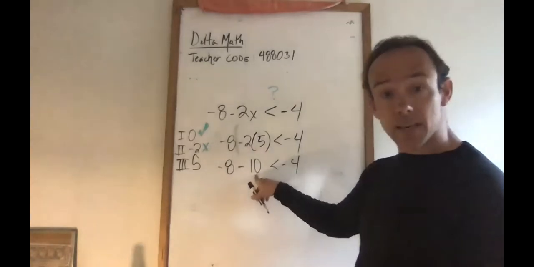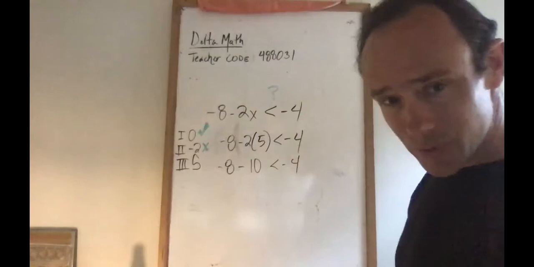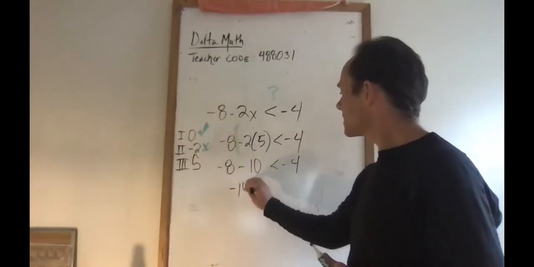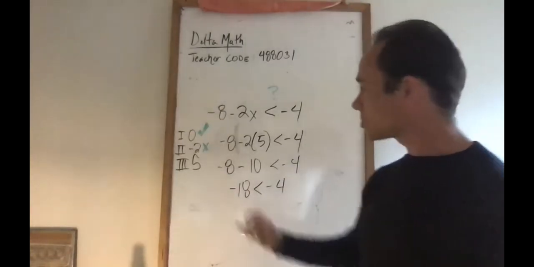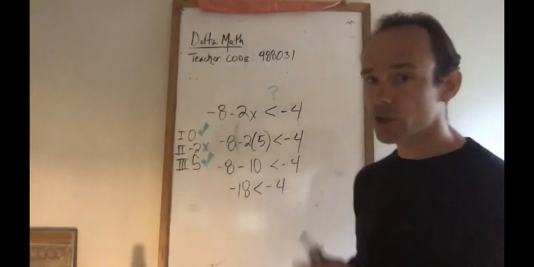-8, take away 10. So anytime you take away positivity, you get more negative. It's true in life, it's true in mathematics. So what we got going here is -18 is less than -4, and that's true. So 1 and 3 are true.